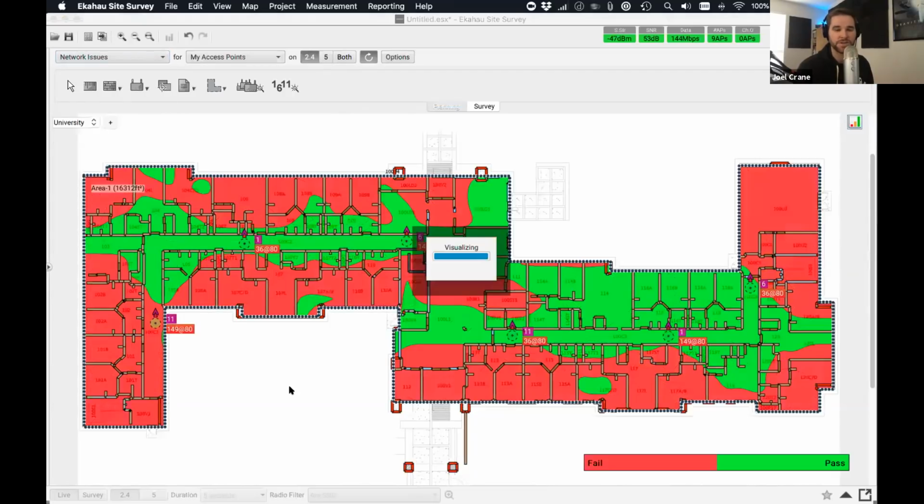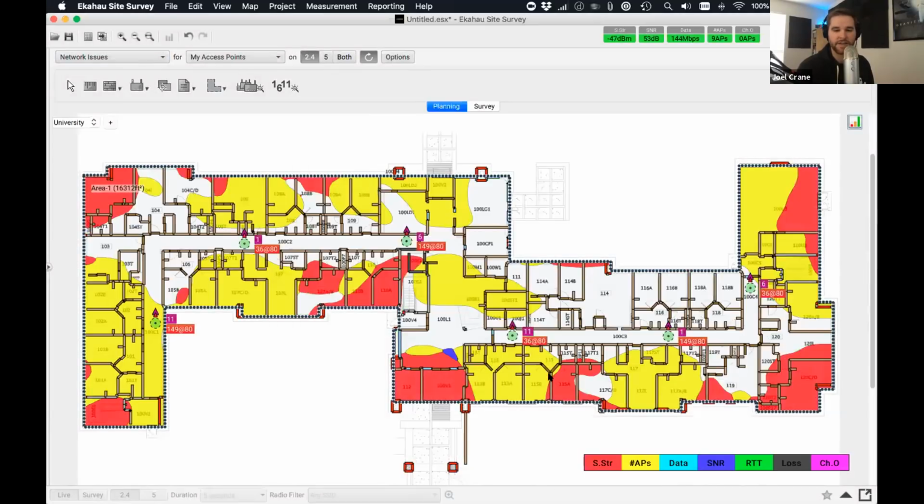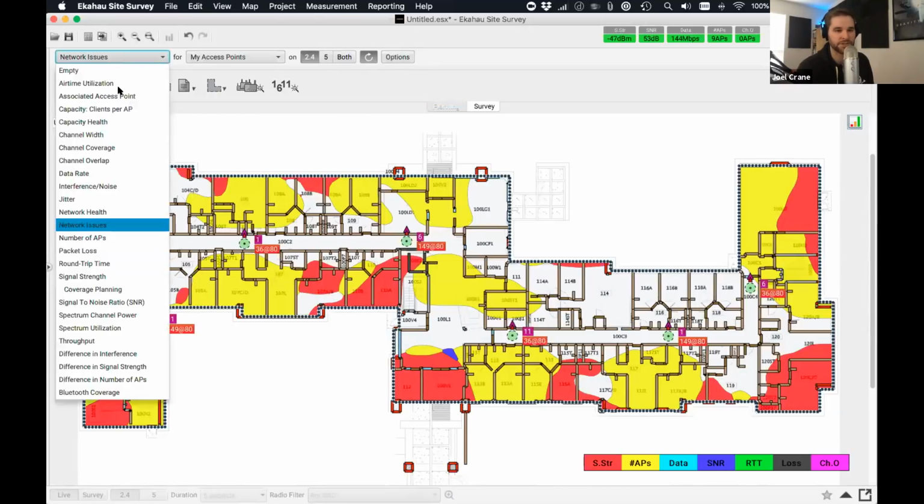I'm going to switch over to network issues. And we can see here that anywhere that's yellow is where we don't have enough APs. Anywhere that's red is where we just aren't meeting our coverage requirements at all. We have no good coverage there from those requirements that we just set.